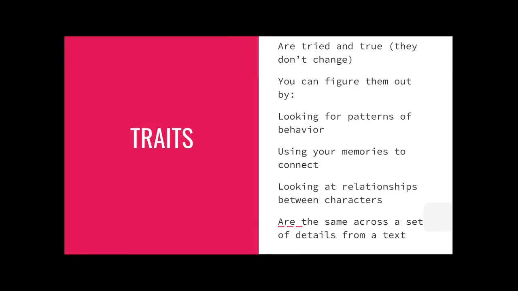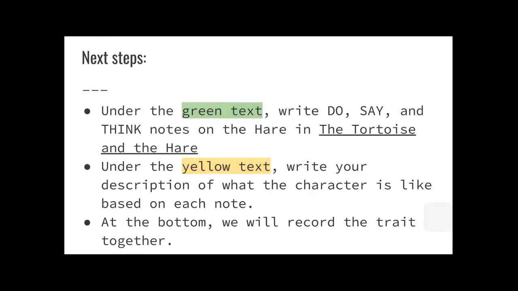So let's try it together. In a few moments, I'm going to have you pause the video and take a screenshot of my graphic organizer. You are going to use it to take notes about the story of the tortoise and the hare. Under the green text, you'll write things that the hare does, says, and thinks. Those are outside of the little head. And under the yellow text, you're going to describe each of those notes. You're going to use those notes to describe the character. And at the bottom, we'll record the trait together.